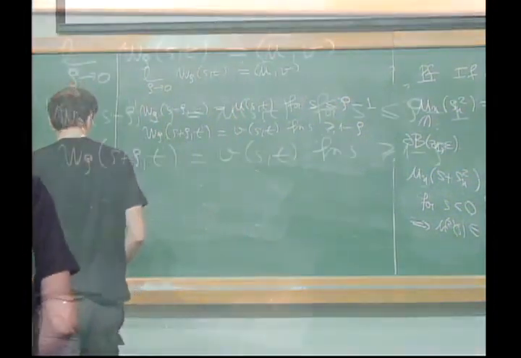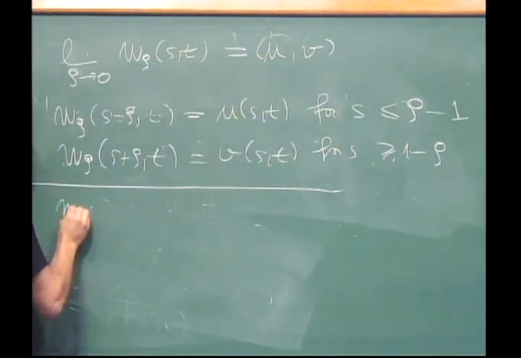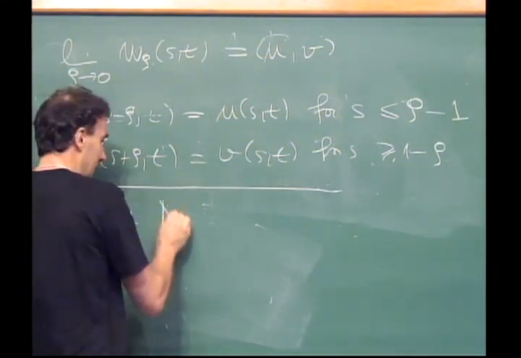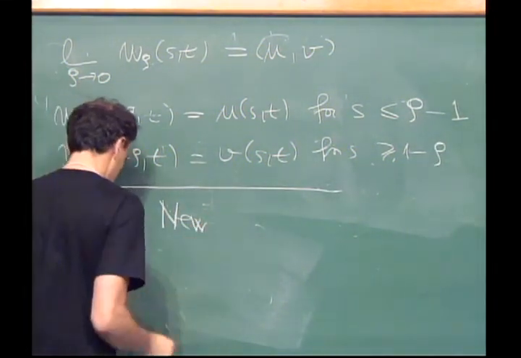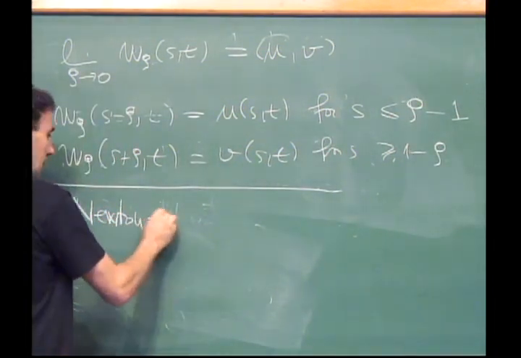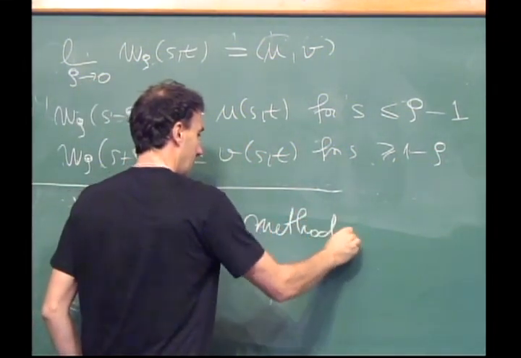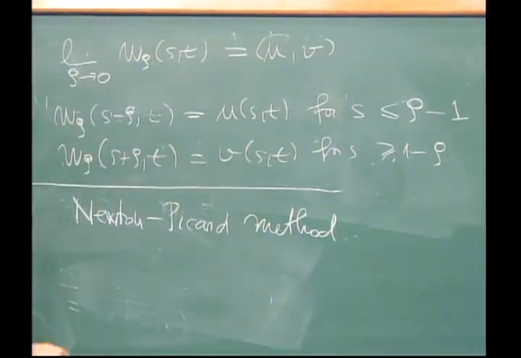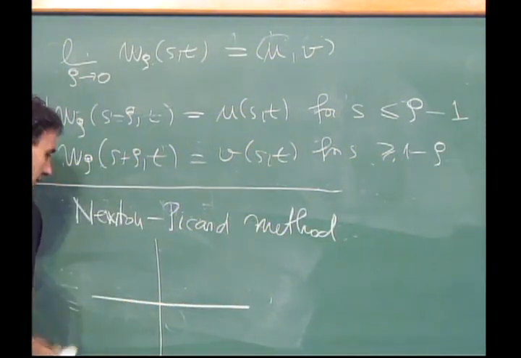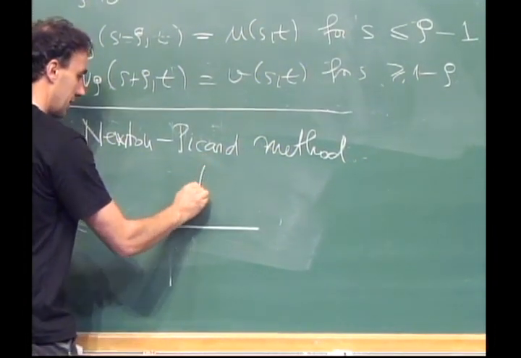And what we do is something which, I don't know if this is the good name for it, but we called it in our book the Newton-Picard method. Well, the Newton method is something like this. For a real function, say, you want to find a root of the real function.